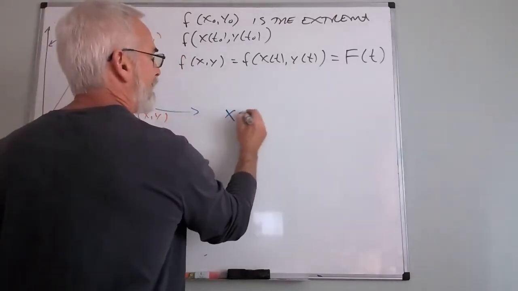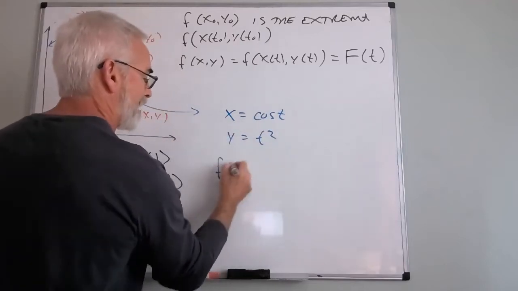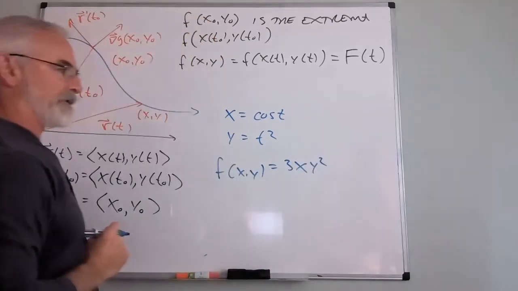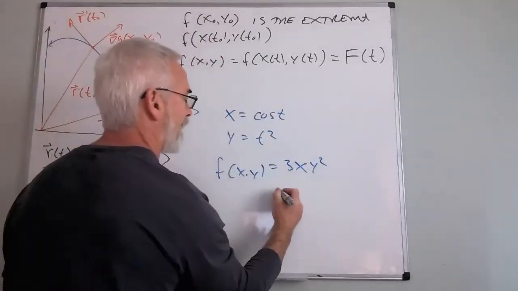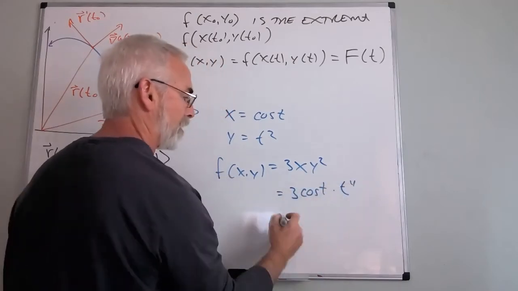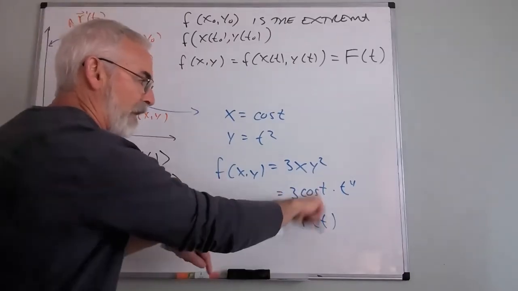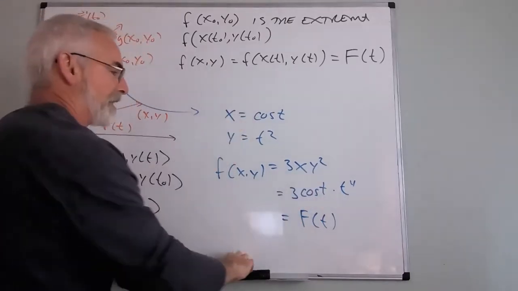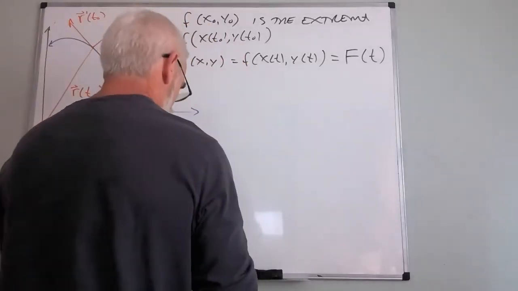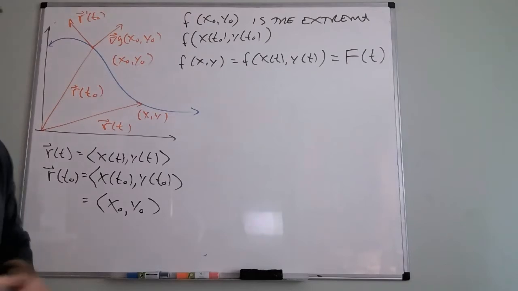So if x was, let's say, cosine t and y was t squared, and I said f of x, y is 3xy squared, there's my function. Well, if I replace it with those guys, then it would be 3 cos t times t to the fourth. And I'll just call that F of t. Same thing, but now I've described it all in terms of t. No big deal. I want to take the derivative of that big F of t. So what does the derivative of big F of t look like?